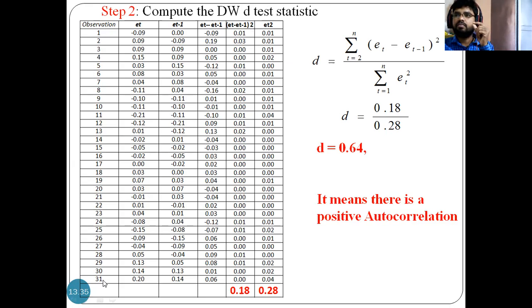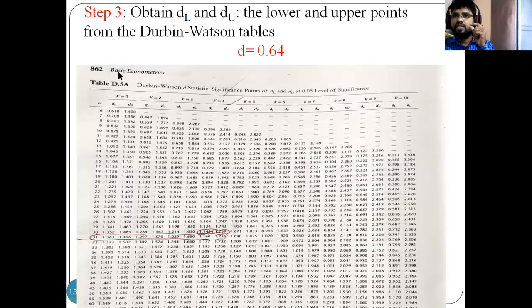Observations, 31. Here we can see this is the Basic Econometrics book by Gujarati. On page 862, we have the DW statistic values at the 0.05 level of significance. Another table is there for the 0.01 level of significance, but I have considered only 0.05, so that's why I have taken this table. This is the number of sample observations, 31. And what is K? K1, K2, K3, K4 up to K10 and 11? What is K here? Parameters.